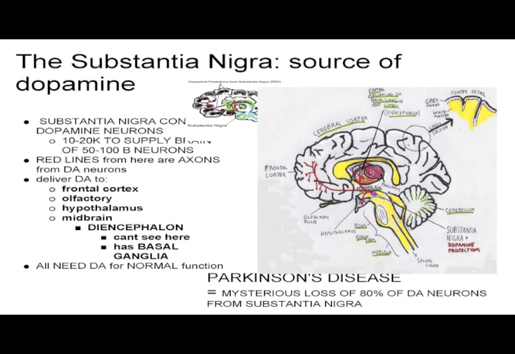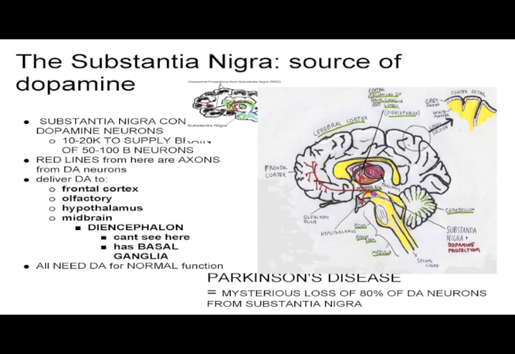In this diagram, you see the substantia nigra sitting atop the brainstem and a red series of extensions coming out. These are the axons that come out from the cell body that bring dopamine to the areas of the brain where it's needed, including the frontal cortex, the olfactory area, the hypothalamus, and the midbrain diencephalon, which you can't see here, but we'll see in the next diagram.